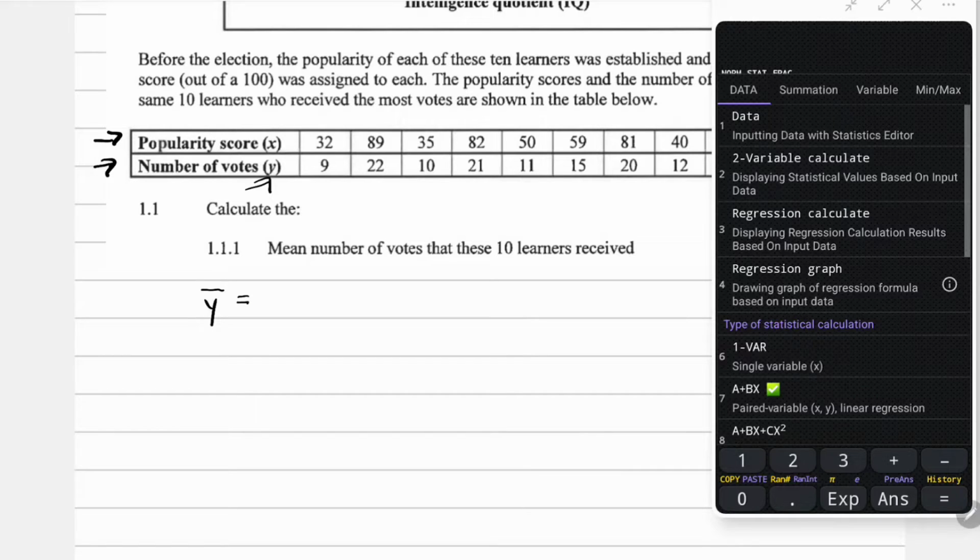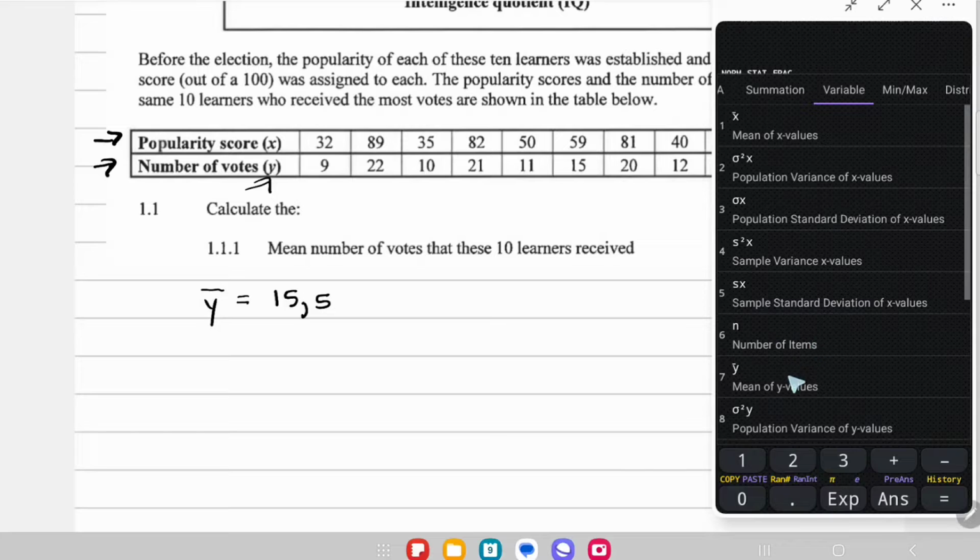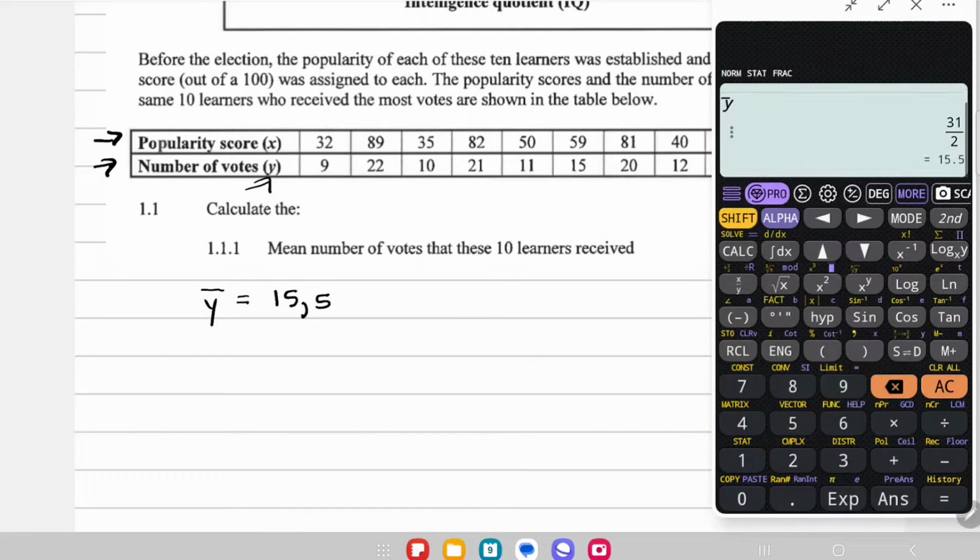So it's option 5 and your mean is 15.5. That's what it should be. So over here, I'll just go here, and as you can see, we will still have the mean as 15.5. There we go.